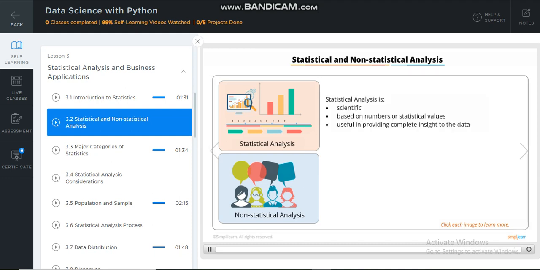Statistical analysis is scientific, based on numbers or statistical values, and provides complete insight to the data. Non-statistical analysis is generic information and does not include any statistical or quantitative analysis. Although both forms of analysis provide results, quantitative analysis provides more insight and a clear picture. This is why statistical analysis is important for businesses.